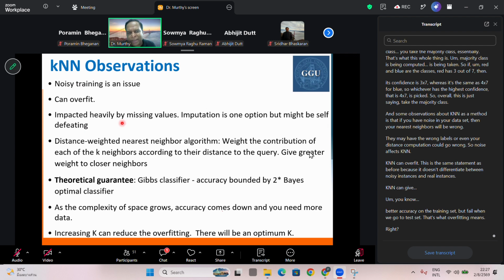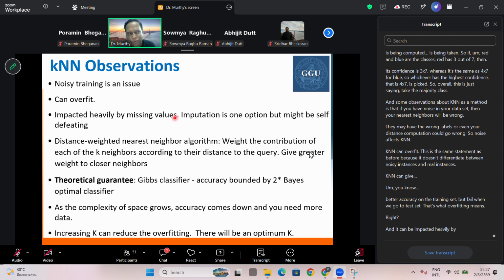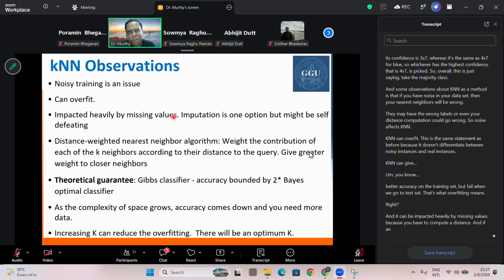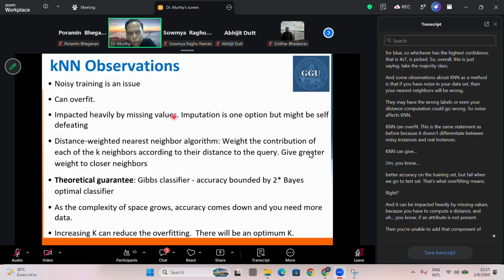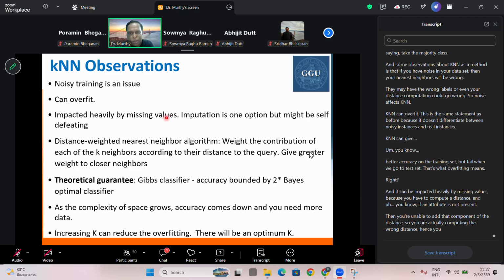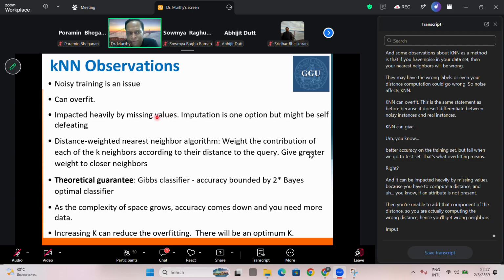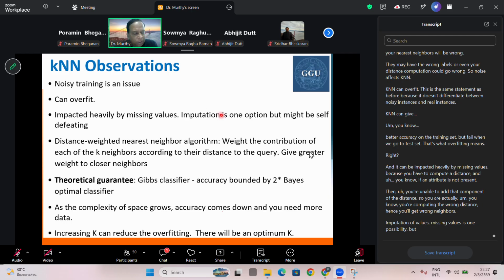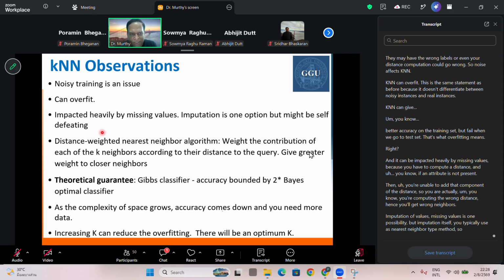And it can be impacted heavily by missing values because you have to compute a distance. If an attribute is not present, then you're unable to add that component of the distance. So you're computing the wrong distance. Hence, you'll get wrong neighbors. Imputation of missing values is one possibility, but imputation itself typically uses a nearest neighbor type method, so it may be self-defeating.